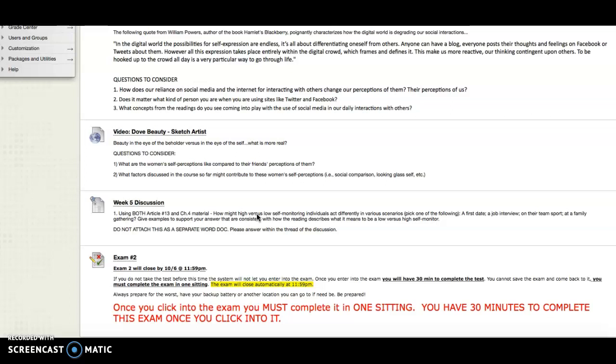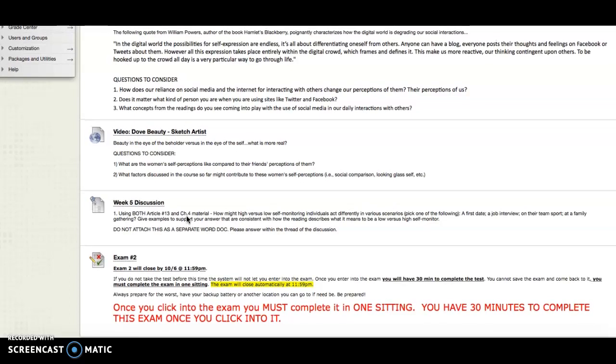So I want you to pick a setting. You can pick whichever one you'd like: a first date, a job interview, a team sport, or a family gathering. And then I want you to illustrate how a person who's a low self-monitor might interact in that setting, and how someone who's a high self-monitor might act in that setting. And you're going to want to use the concepts from the article and from the chapter to help build your case to show me that you understand the difference and are able to pull out some examples to support your statements. So just make sure that you're doing a good job at integrating both of those sources.